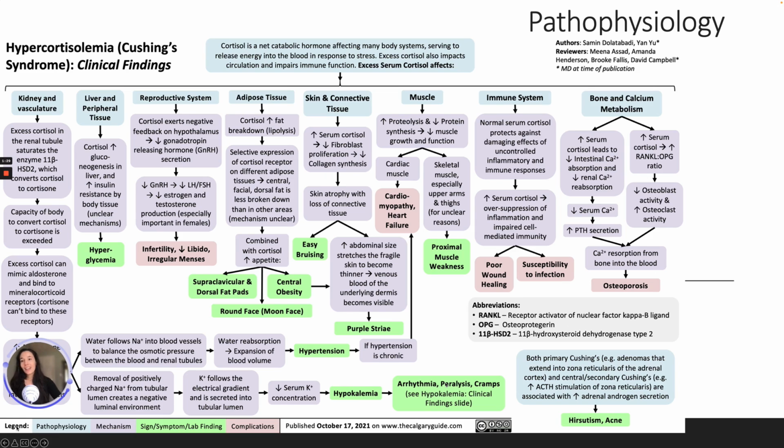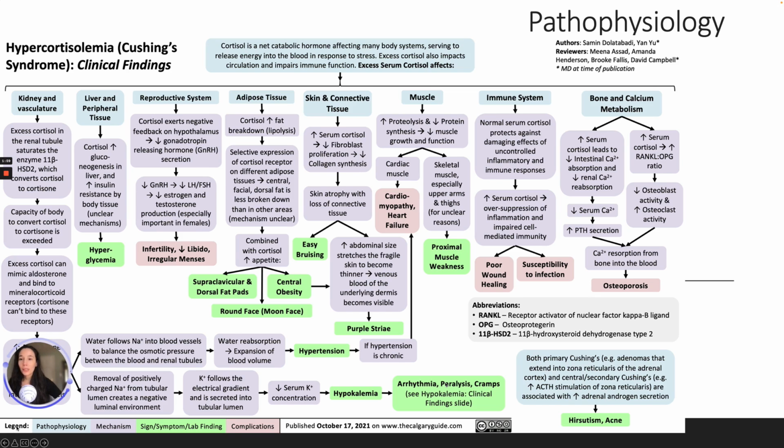So if you know me and you've seen my videos, you know that I love these charts. So this goes over the pathophysiology of Cushing syndrome. Another name for it is also hypercorticolemia. I like Cushing syndrome, much easier to say. So this nice little chart gives us the pathophysiology in blue, the mechanisms in purple, our signs, symptoms, lab findings in green, and our complications in red.